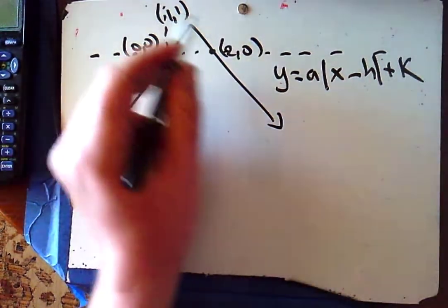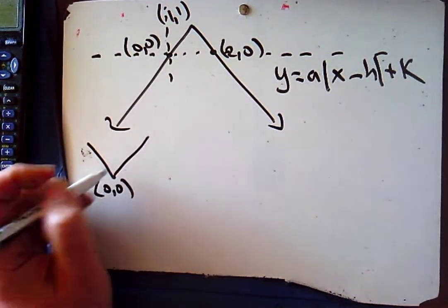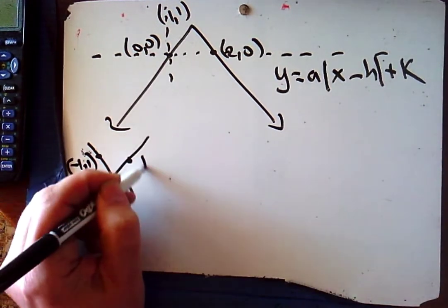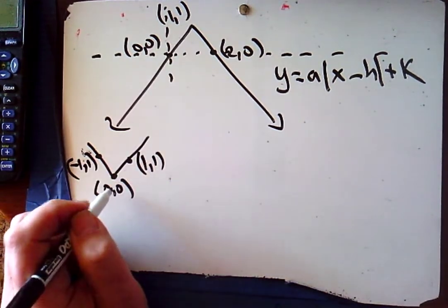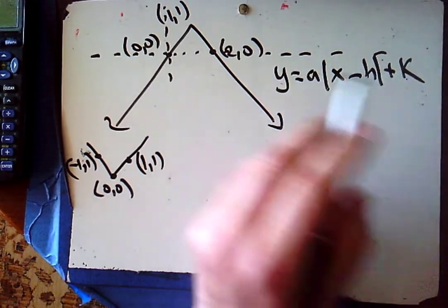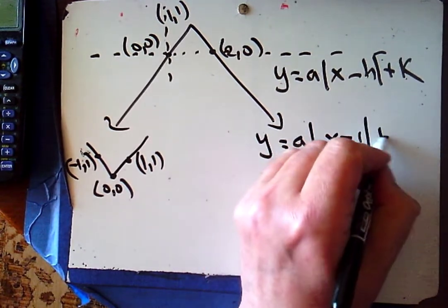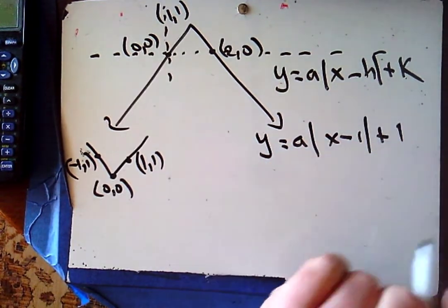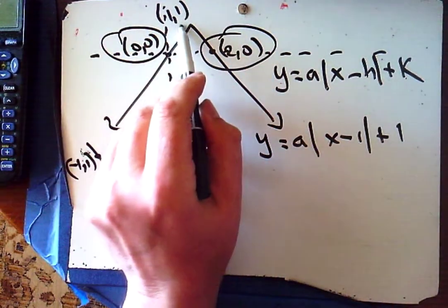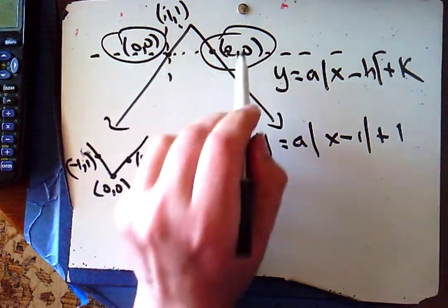All right, where's the 0 point here? Well, I remember with regular absolute value, the 0 point is on the vertex. That's the 0 point. Where is it now? It's at (1, 1). So I need to replace h and k with 1 and 1. Now, how do I go about finding a? That's right, I have to plug in one of these other ordered pairs. I've already used this ordered pair, so I have to plug in one of these. I'm going to plug in that one.